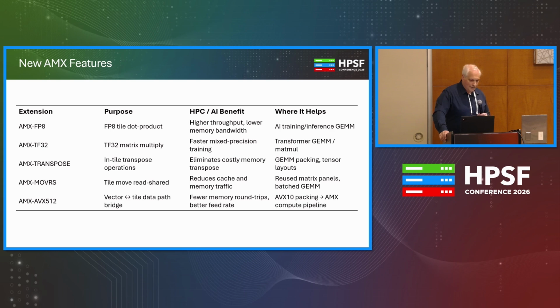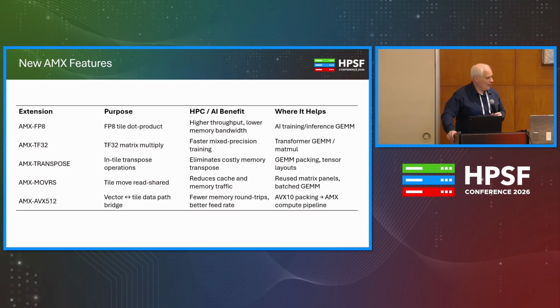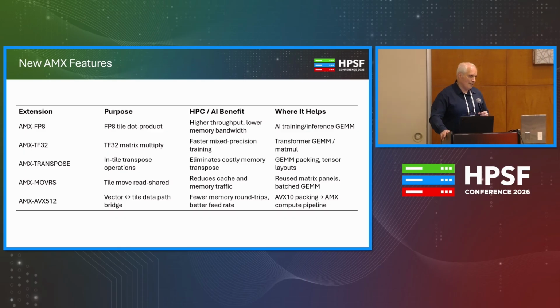Jumping along, we're off to AMX. AMX has also been around. This is the third generation, coming out in Diamond Rapids. It came out in Sapphire Rapids around 2020. The big thing here is we've added support for FP8 and TF32. With AI evolving so quickly, these are the newer, hotter data types that we're seeing from a lot of customers.